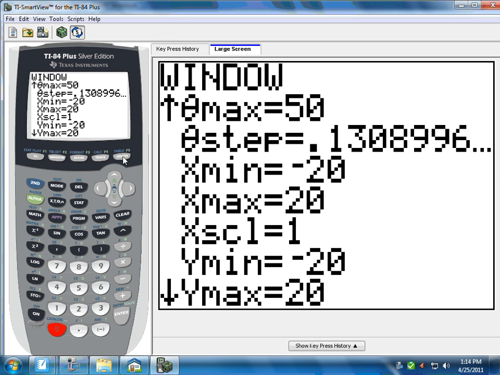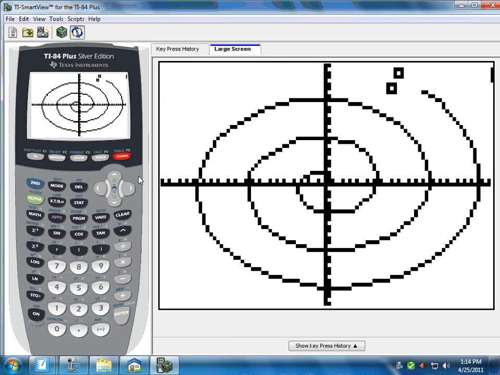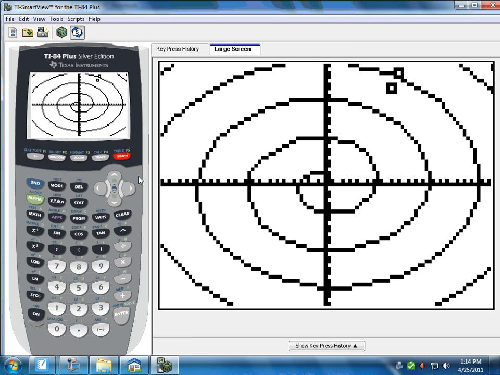And let's take a look at the graph. Just like we expected, a beautiful spiral. Again, try doing that in rectangular coordinates. Now let me ask you a trick question here.